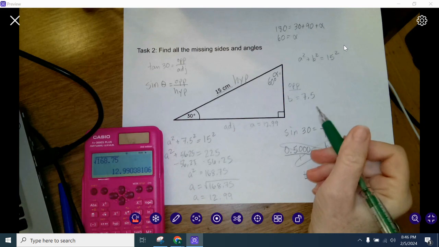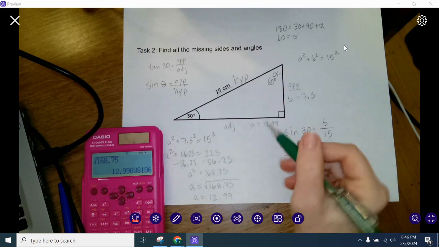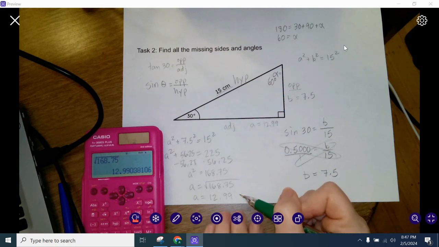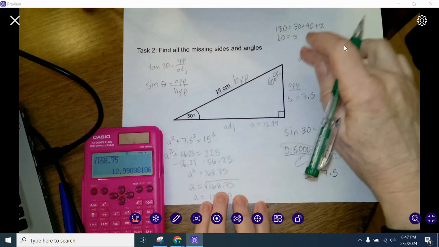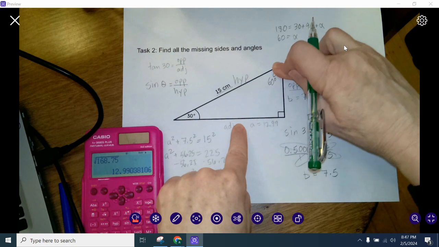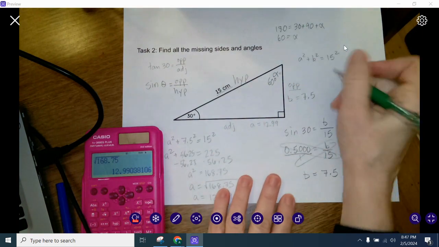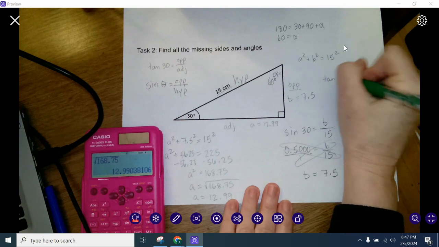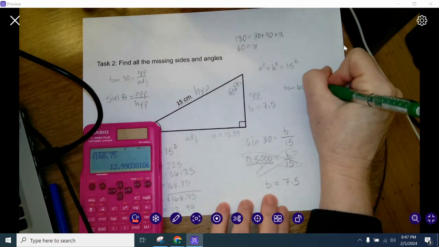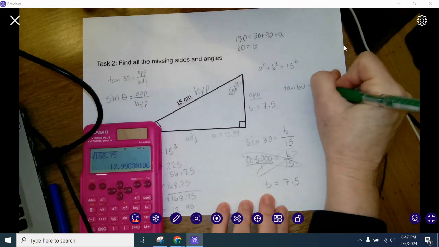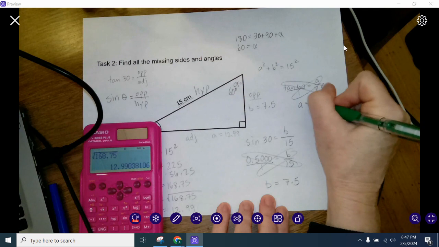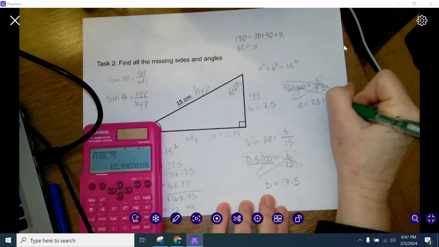Okay, so I could also do my tangent ratio to find the adjacent. I used the Pythagorean theorem, but let's go ahead and do it with the tangent ratio as well. I'm going to do it from here. Now that I know this is 60 degrees, side A is opposite and side B is adjacent. So I could say tangent of 60 is equal to A over 7.5. And I can put that over 1, and do my cross multiplying. So A is equal to 7.5 times the tangent of 60.